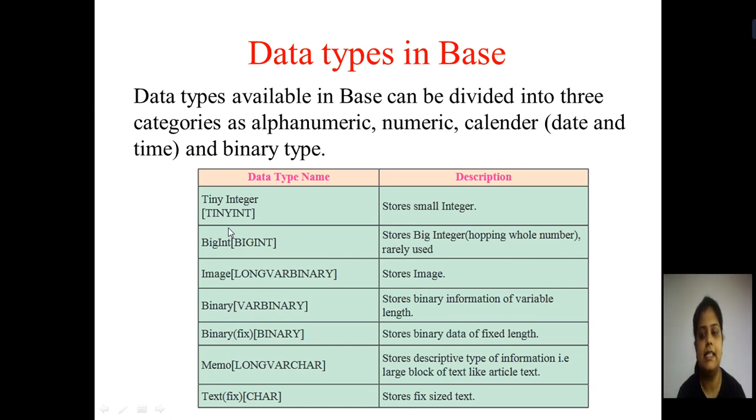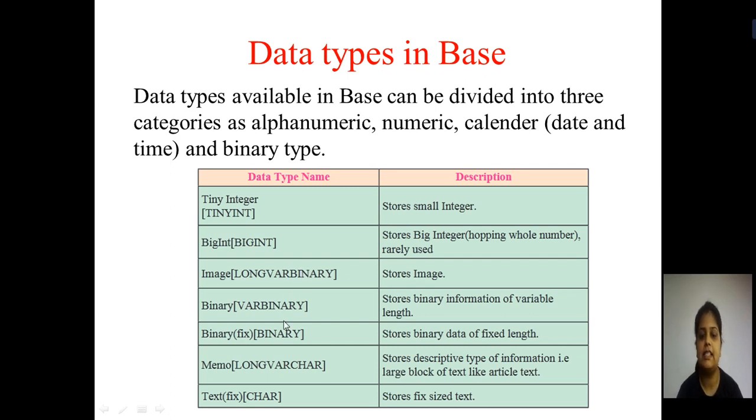The next is the image. The next type of data is image, which is used for storing the image. Now long var binary is the data type for image, which is used to store an image. So big int is used to store the big integer value, tiny integer is used to store the small integer value, whereas image is a data type which is used to store the image.